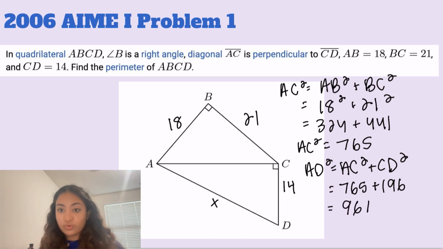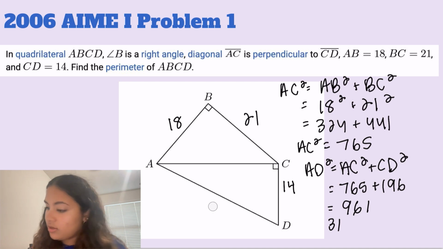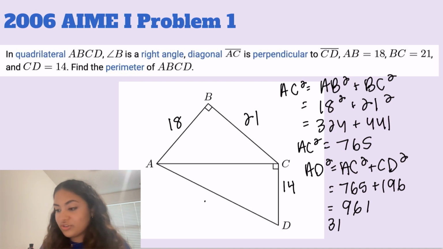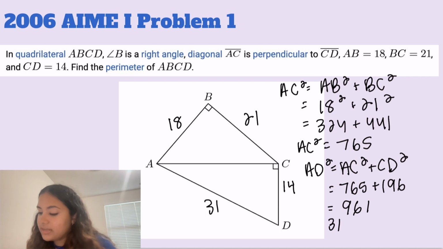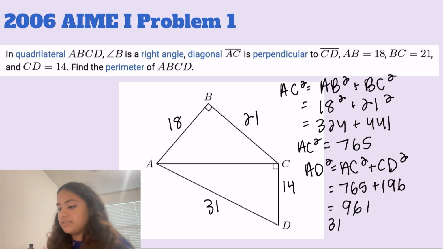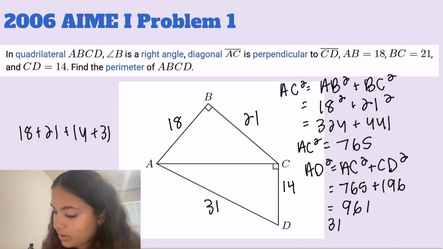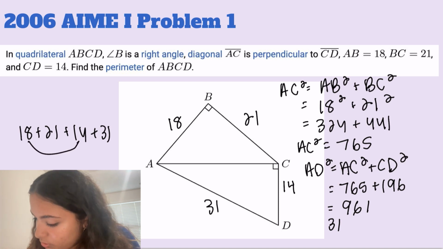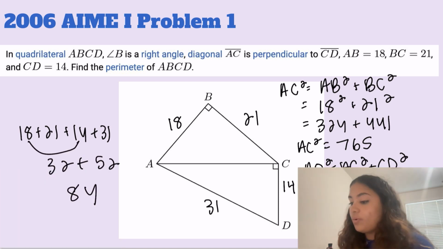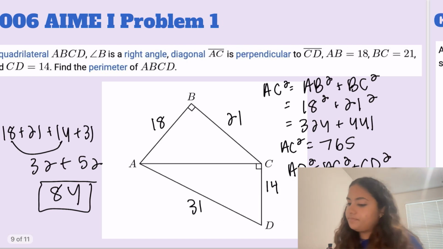And if you do know your squares, then you can recognize that this is 31 squared, which would make X equal to 31. So now we have that AD is 31, but your final answer is not 31. You have to remember that they're asking you to find the perimeter of ABCD. So you would have to sum 18 plus 21 plus 14 plus 31, which is equal to 84. So 84 is your final answer.